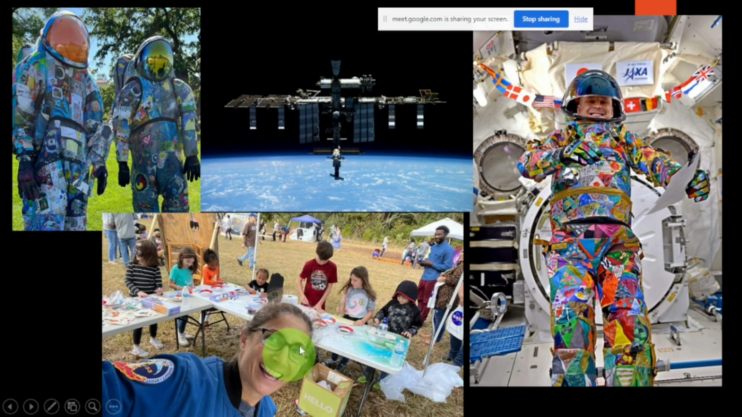So when she gathers enough artwork, she and her colleagues and her team will use it to build a spacesuit like this. And sometimes the spacesuit will be flown to the International Space Station. Like, this is an astronaut wearing it. This is the International Space Station. It's a lab that is always orbiting the Earth every 90 minutes. Okay? So that is where astronauts live and perform the experiment.